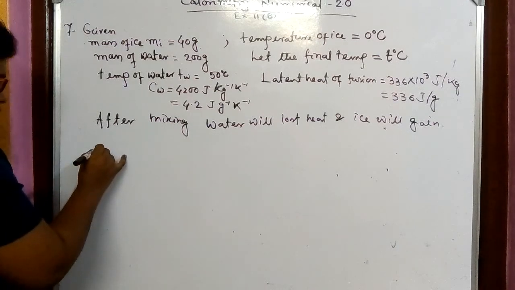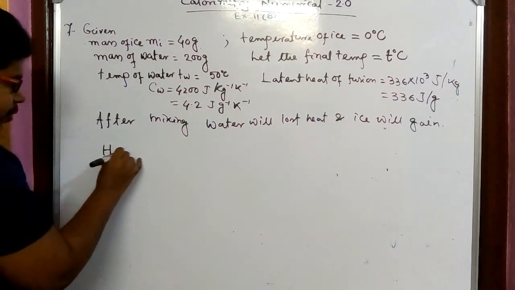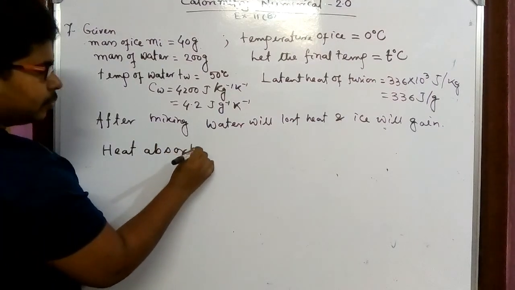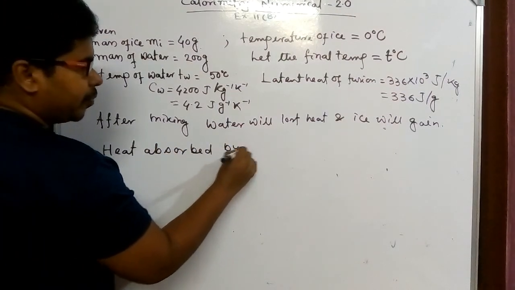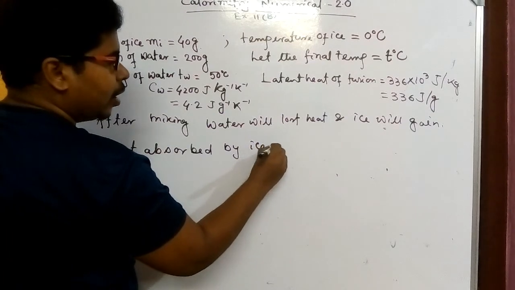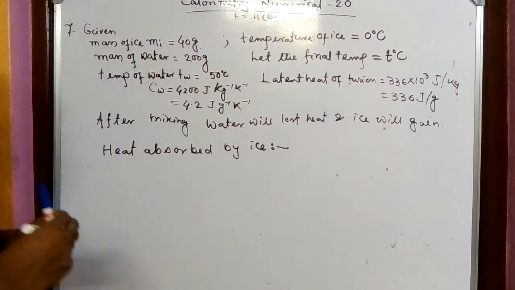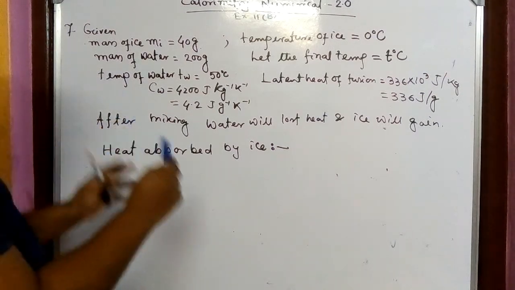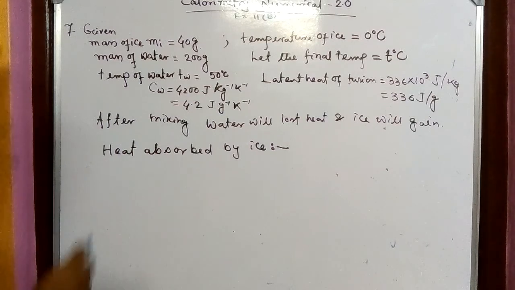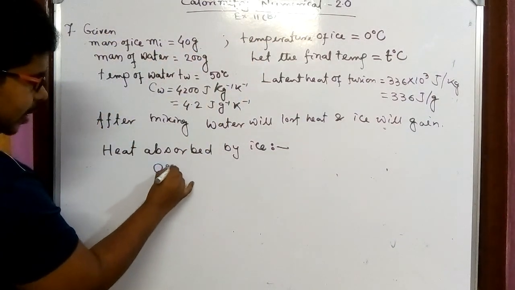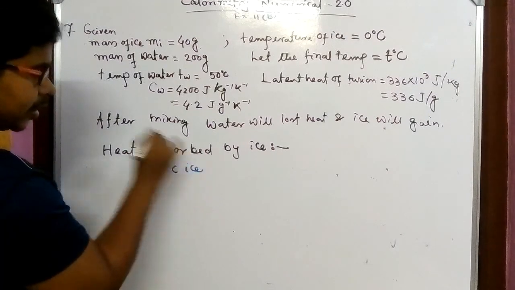So first we have to write down heat absorbed by ice. How much heat is absorbed by ice? Now see what I have done. Whenever you have to do this also, you have to go by this process. So what is the temperature of ice? 0 degrees centigrade ice. It is there.